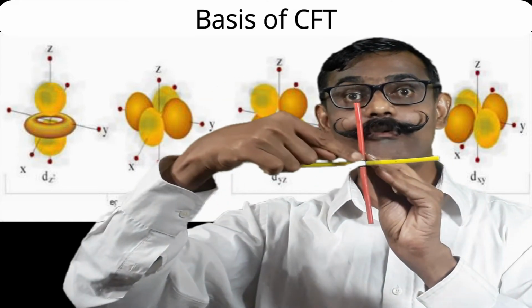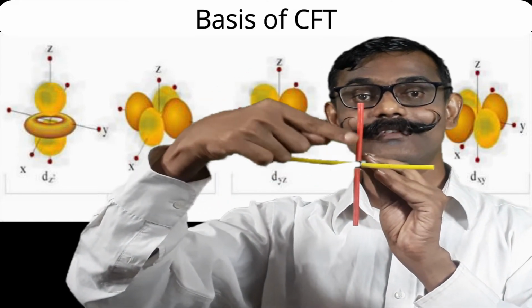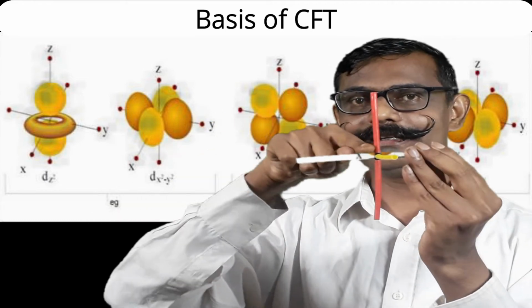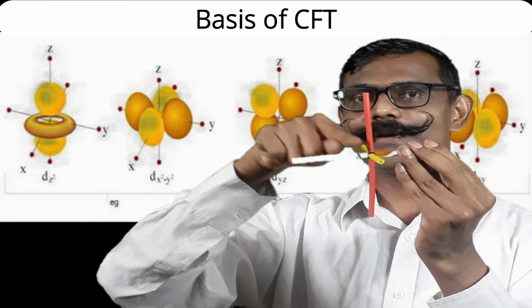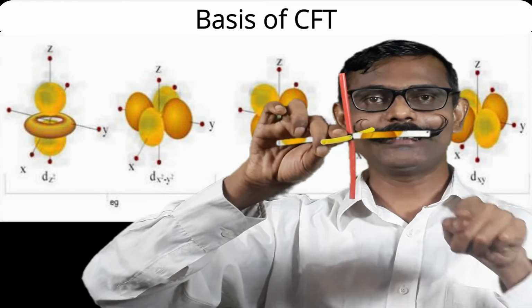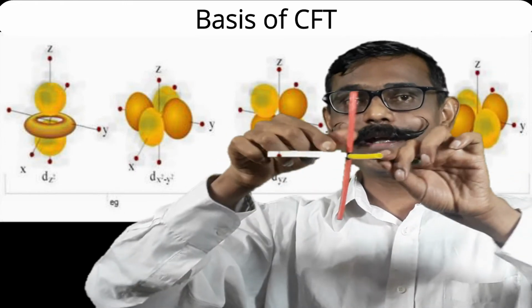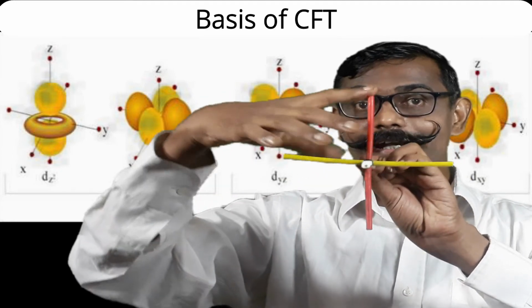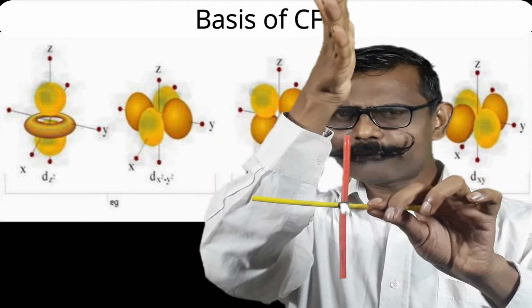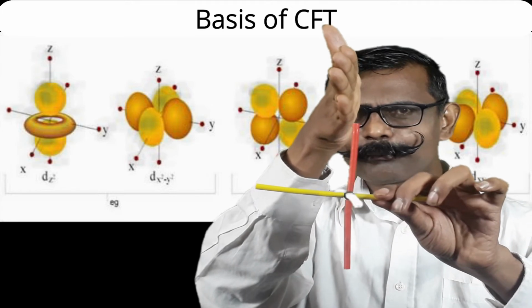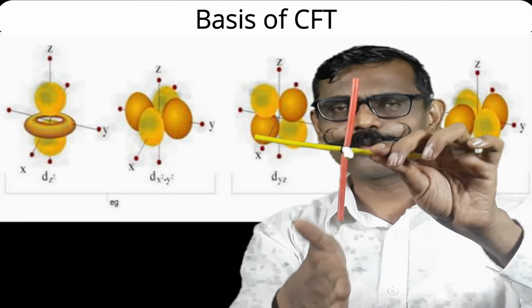So in between y and z here, if I rotate, here will be one lobe of dyz. The opposite lobe will be here. Next lobe, opposite lobe. So likewise, in between y and z, the lobes will be there. So if I cut that yz orbital, the lamina will be in this way. It is the yz plane.